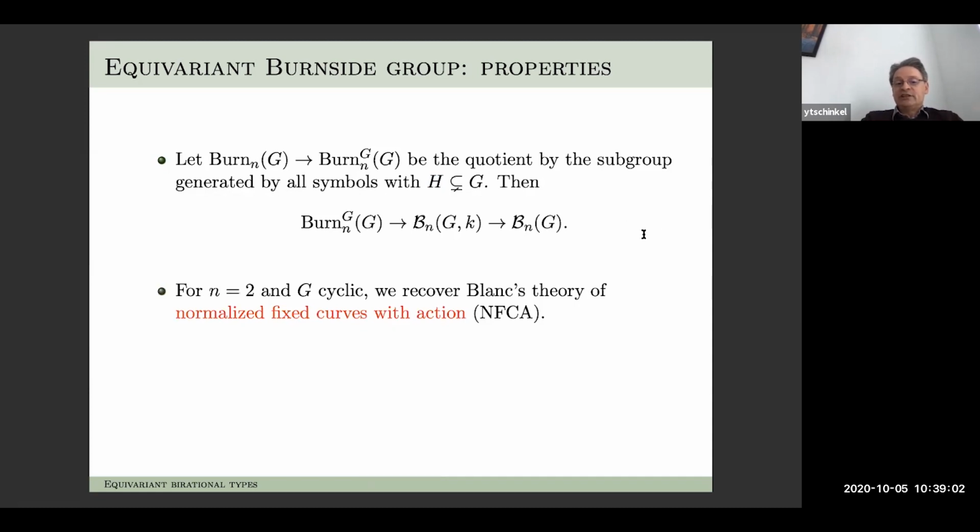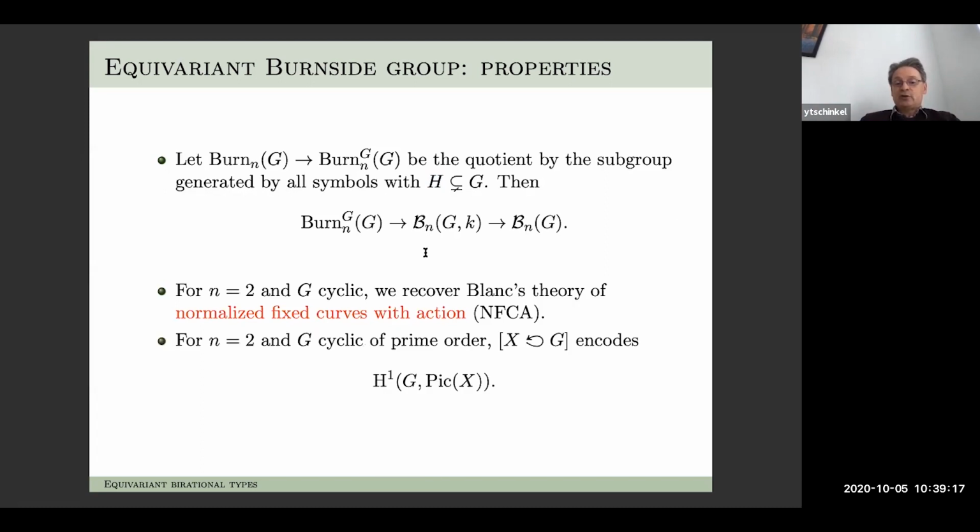For surfaces, n equals 2 and G cyclic, we recover Blanc's theory of what he calls normalized fixed curves with action, that allowed him to completely classify abelian actions on surfaces. For surfaces, again, n equals 2 and G cyclic of prime order, the invariant that we introduced encodes the H1 of G, Picard, the invariant studied by Bogomolov and Prokhorov, simply because if you have a curve of genus at least one as a fixed point locus, it will show up and is one of our symbols there.